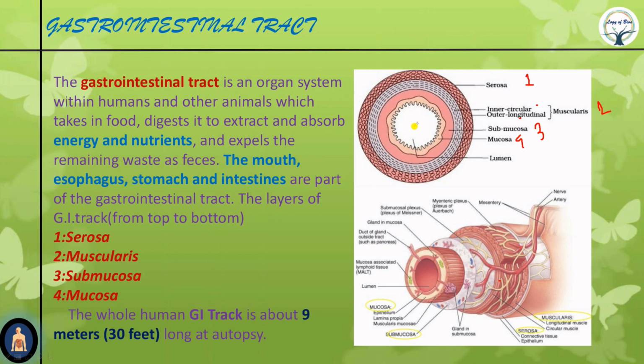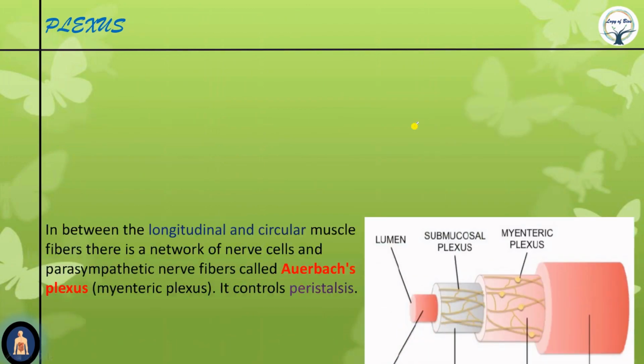The whole GI tract is about 9 meters long as measured at autopsy. Autopsy is during postmortem, after death. Generally, our intestines are coiled to fit in a small area. After death, they relax and become longer.